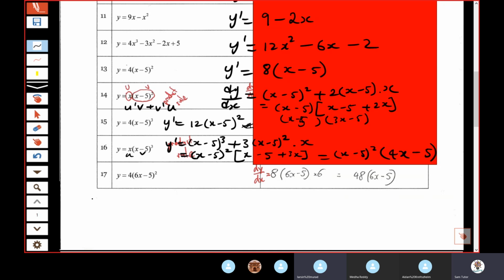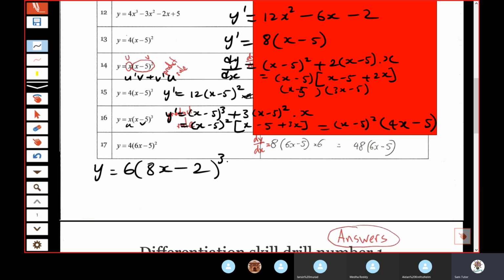So, what you're meant to do is bring the 3 down, which becomes 18. This becomes 8x take away 2, to the power of 2, but with the chain rule, you have to multiply it by the derivative of the inside. That means you've got to differentiate the inside.